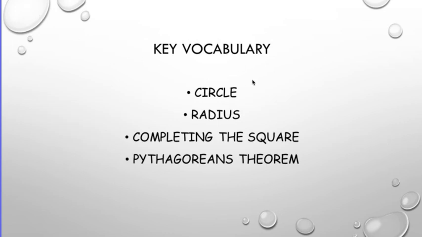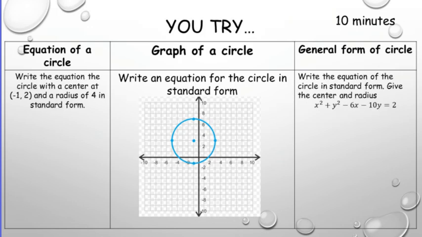A circle is a collection of points that are an equal distance from a center point. A radius is the line from the center of the circle to the circumference. Completing the square is the way we can find the center of the circle and the radius. And the Pythagorean theorem is a squared plus b squared equals c squared, and it is where the equation of a circle is derived from.